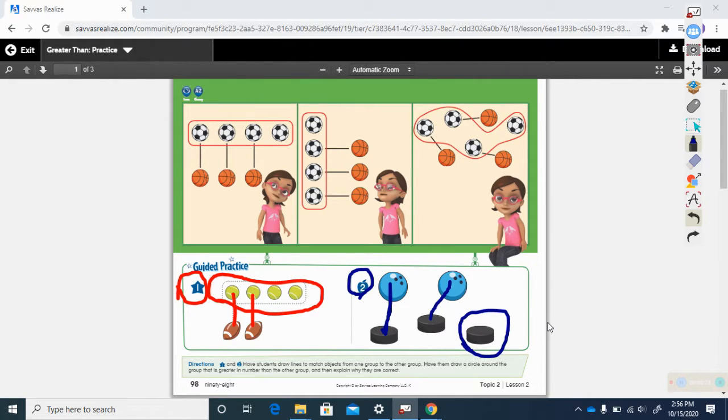That means which group has more? Are there more hockey pucks or are there more bowling balls? Which group has one left over by itself? It would be the hockey pucks, wouldn't it? Go ahead and draw a circle around those hockey pucks because they have the greater number. The hockey pucks are greater than the bowling balls.